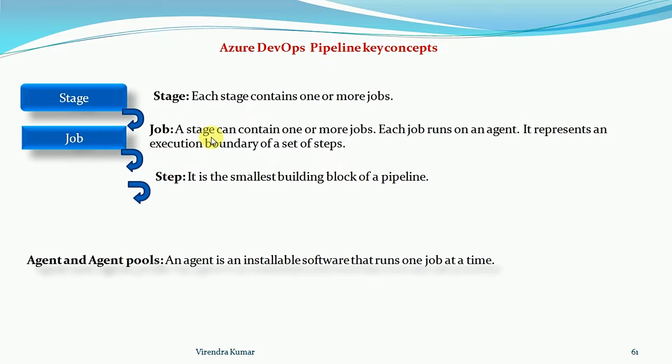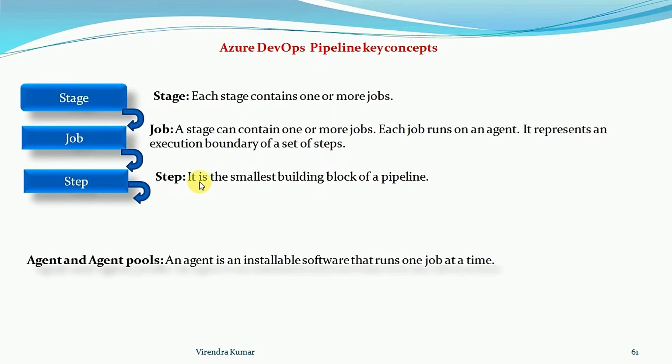Now what will this job do? The job will run on the agent. Each job runs on an agent, and a stage can contain one or more jobs. So a stage can have one job, or it can have multiple jobs, and these jobs run on the agents. A job represents an execution boundary of a set of steps. One job has steps.